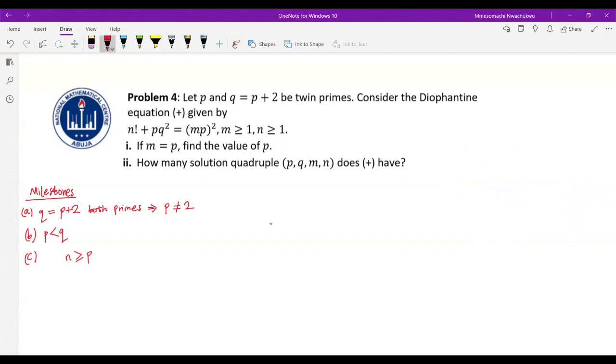So now this Diophantine equation, n! + pq² = (mp)². We can isolate the n! and see if we can factorize what we have on the right-hand side. So m²p², I'll just open the bracket immediately, minus pq². Okay, so what does this give us? This gives us that n! is equal to p(pm² − q²).